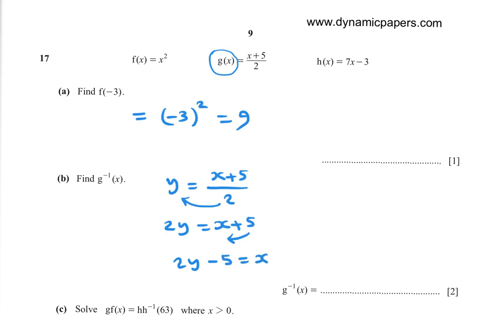So the inverse, g inverse of x equals 2x minus 5. The last step, change y to x. So 2x minus 5 equals the inverse.